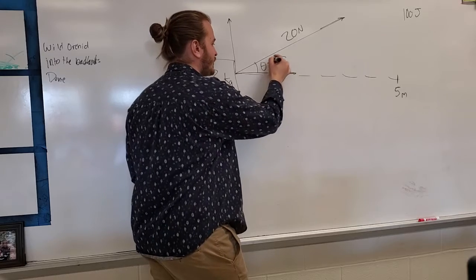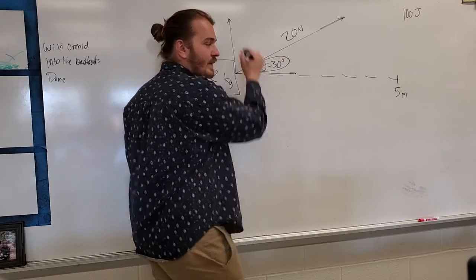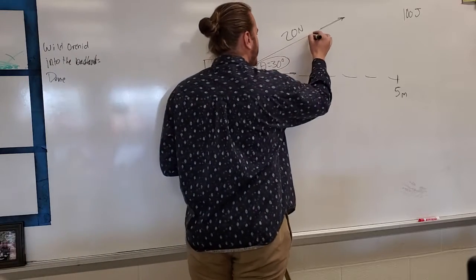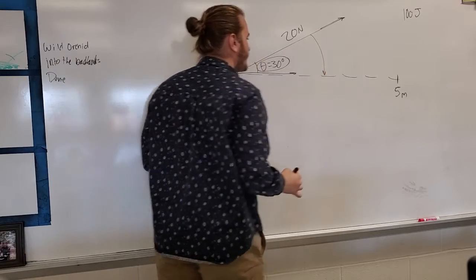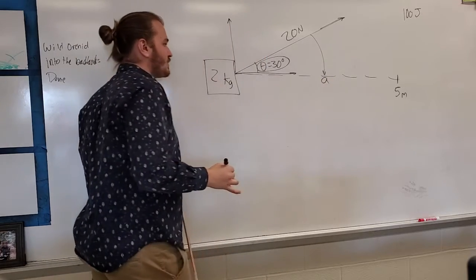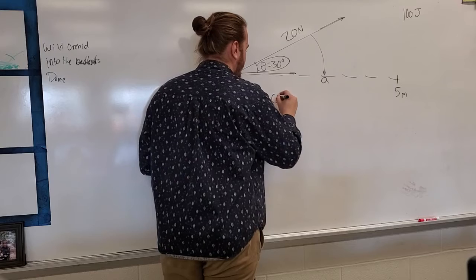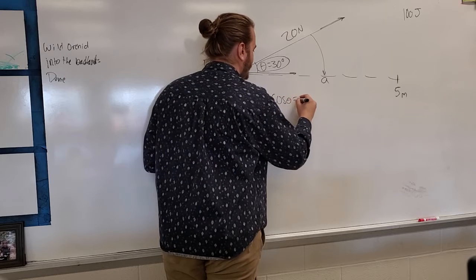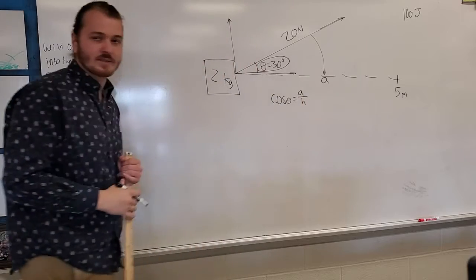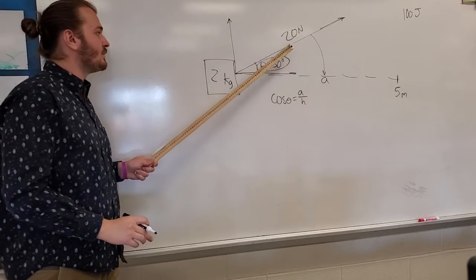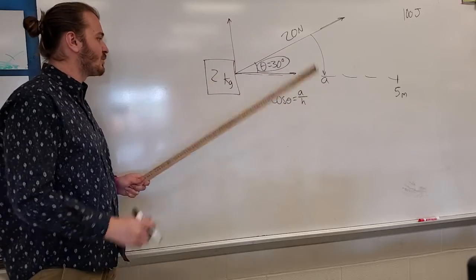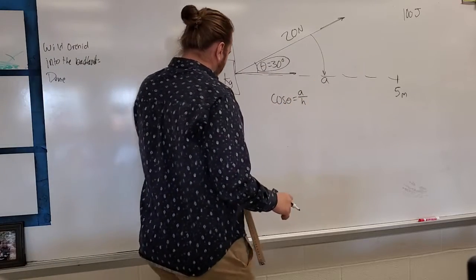So how do we take this angle into account? We're not moving in the y direction, so we don't have to worry about that. How do we get from here to there? This is our adjacent leg, so we use cosine. Remember, cosine of the angle equals the adjacent over the hypotenuse. Our 20 newtons, the resultant, is the hypotenuse, so we just multiply by it. That makes a lot of sense.